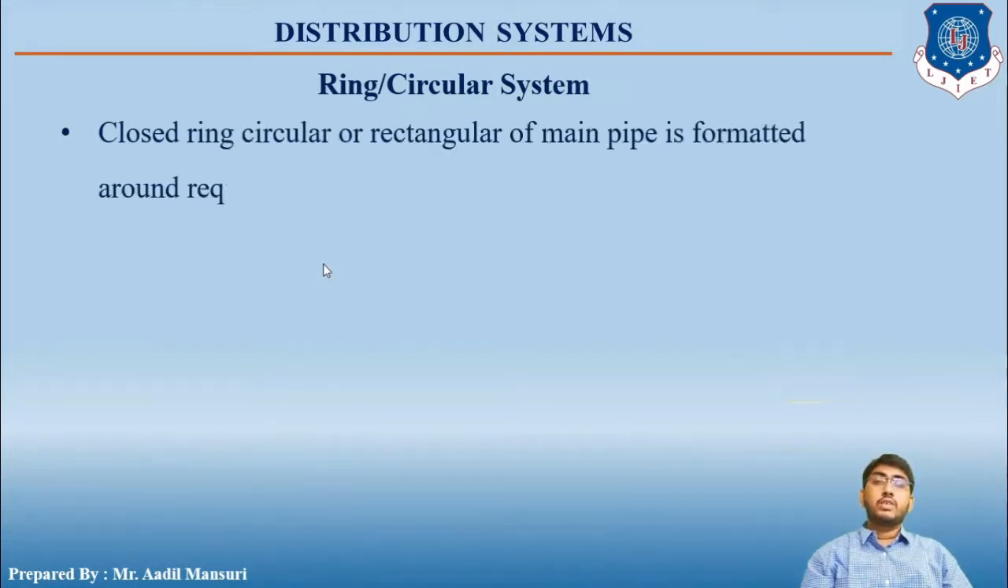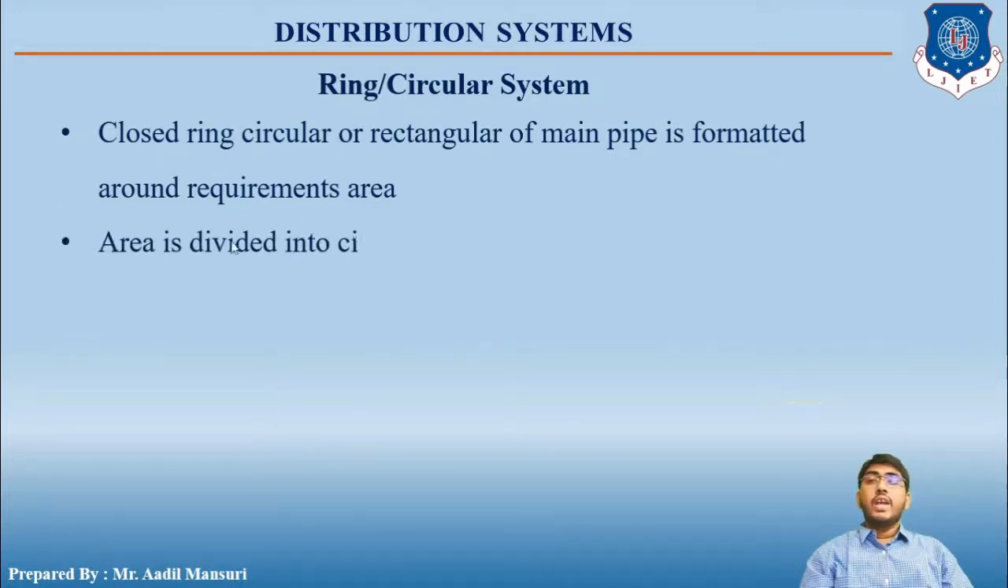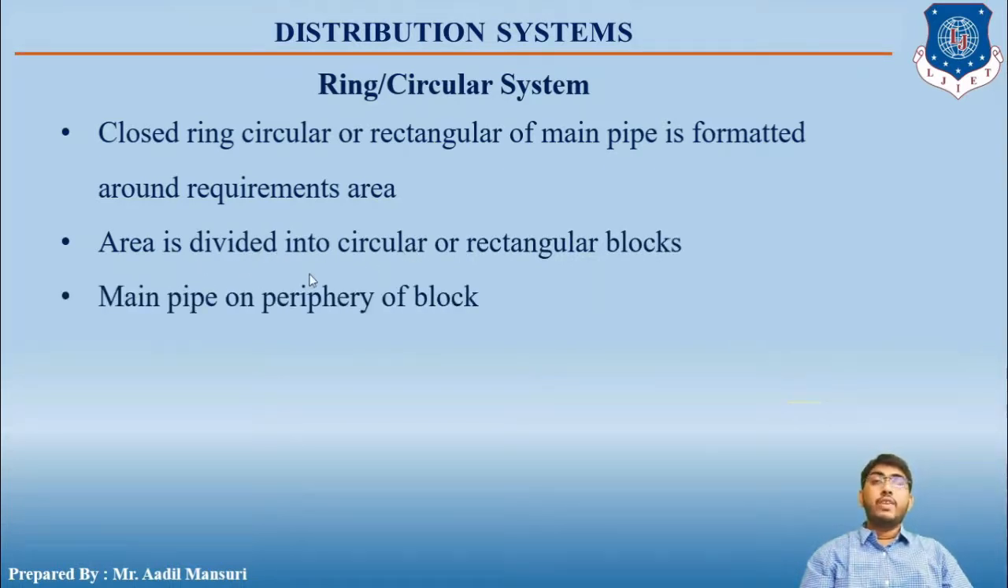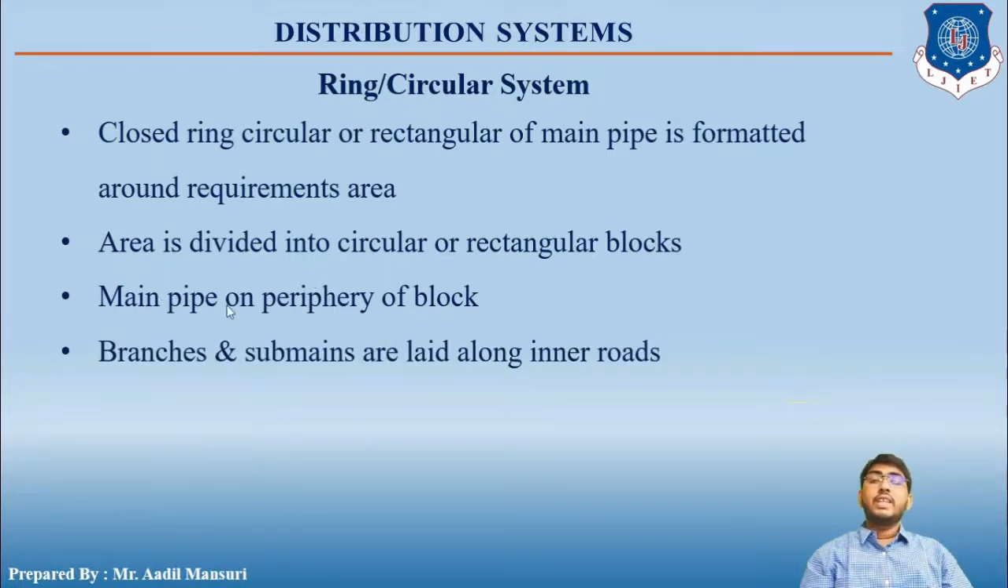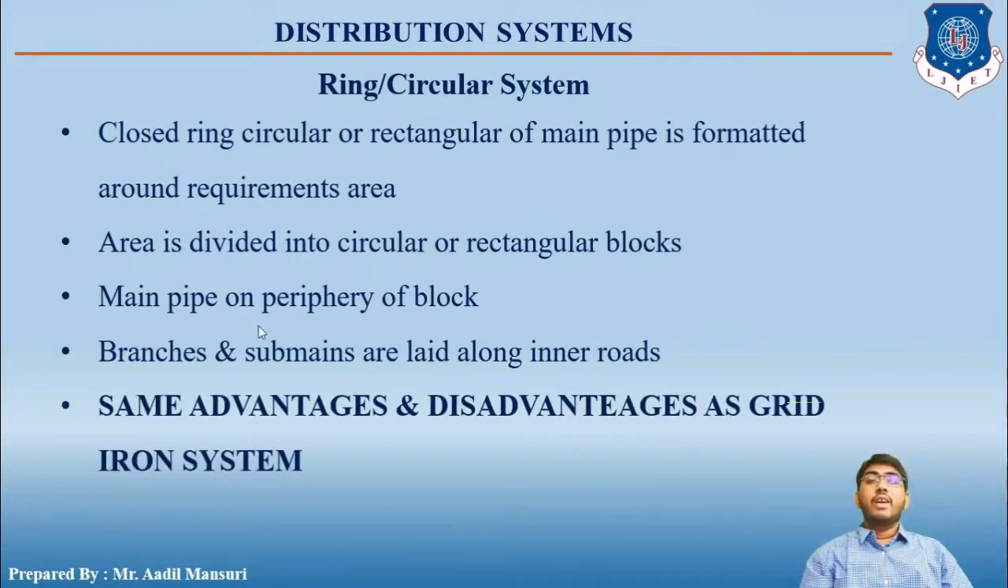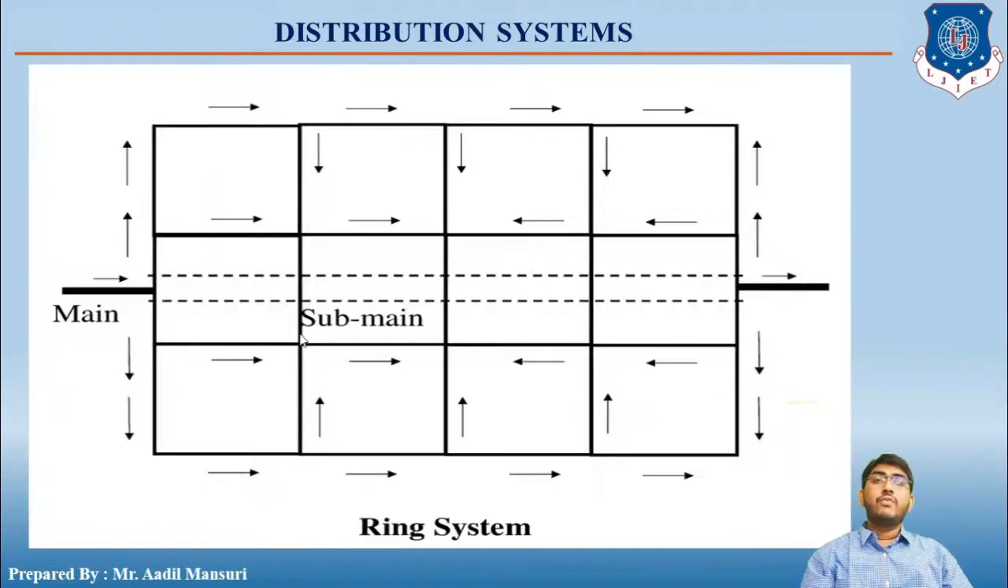Next is the ring or circular system. This ring or circular system is a closed ring in a circular or rectangular shape, and the main pipe is formatted around the requirements of the area. Area is divided into circular or rectangular blocks. Main pipe is on the periphery of the block. Branches and sub mains are laid along the inner roads. The advantages and disadvantages are the same as the gridiron system. So let us have a look at the figure. So you can see over here, this is the figure of the ring system.